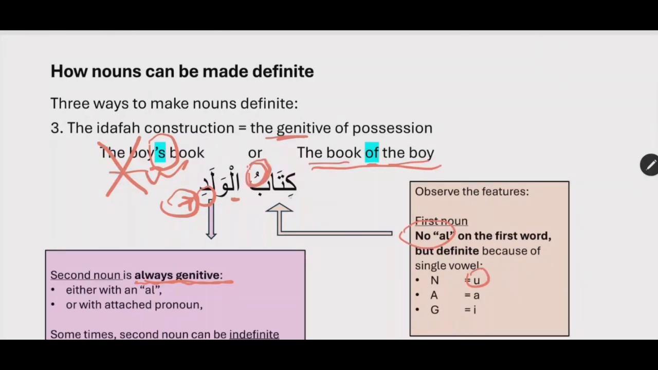Right? That's a combination that you look for when you see two nouns together, and it could perhaps be an idafa, and then this is how you translate it. You use the word of, and then you get the meaning of the idafa.